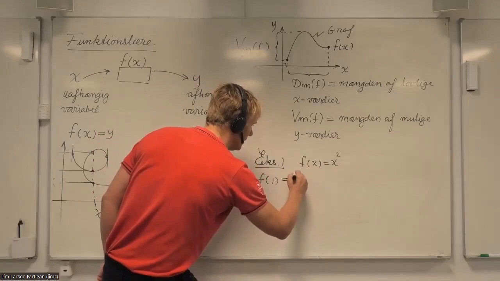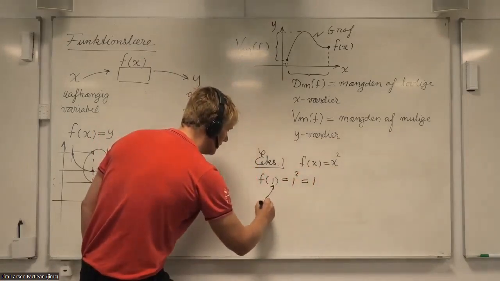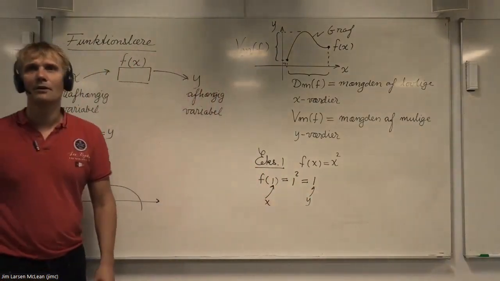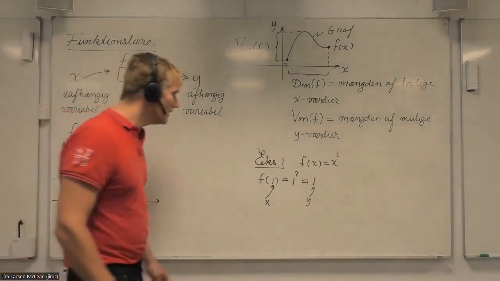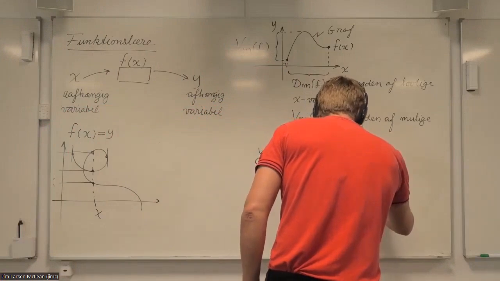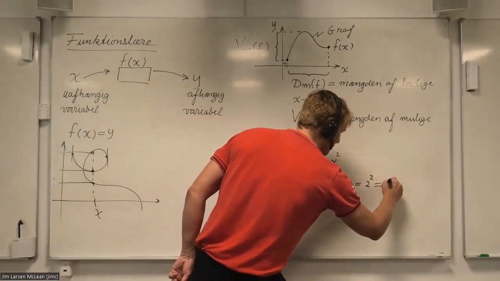Then it stands as 1 squared, which is 1 itself. So this is my input. That was x. Here's my output. That's y. Every time f works on an input, an output comes out. If I then ask f, what do you give if I put 2 in? It says, I give 2 squared. Now you need to put 2 in place of x, and that gives 4.